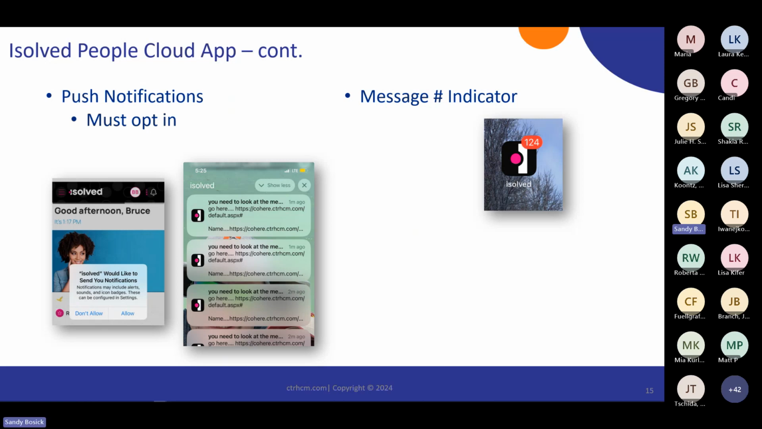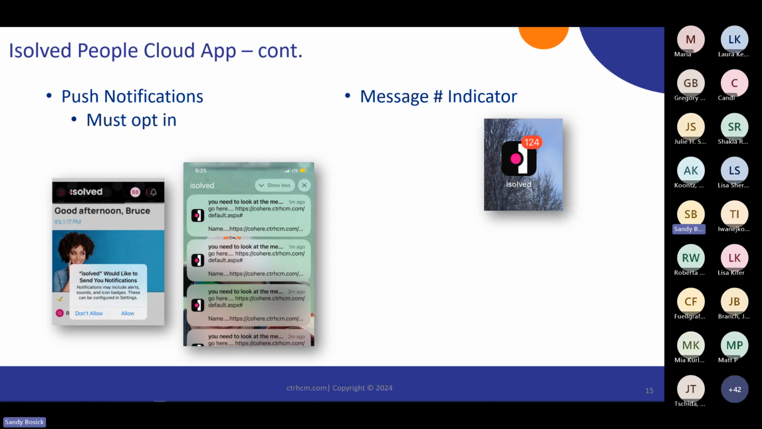There's also, if you're just looking at the app on your phone, there's a message number indicator. So that, in my case, 124 notifications, required documents to be reviewed. Those are showing. So again, it is a true app for use for your self-service employees, your supervisors, managers. It is the adaptive view of the system.